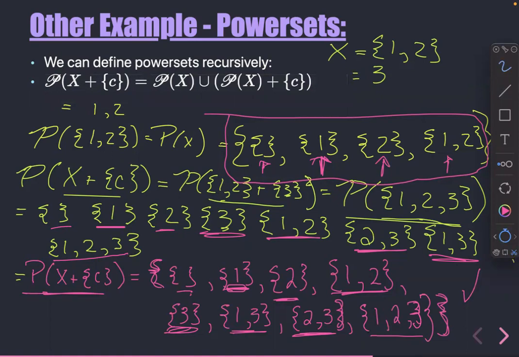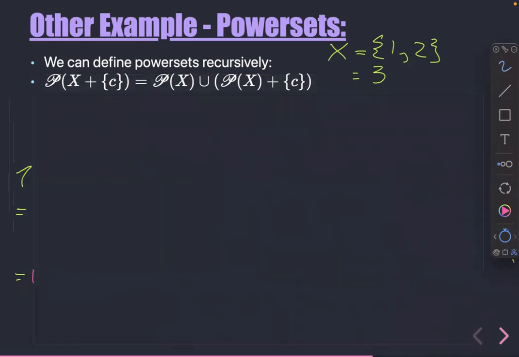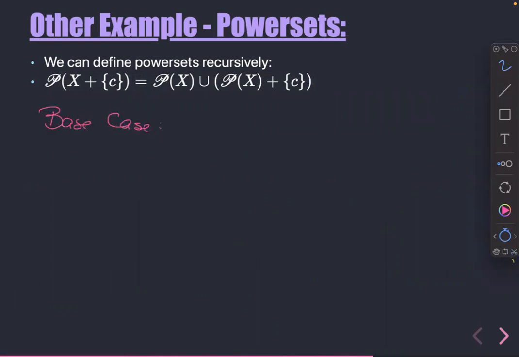And if I wanted to write this as an actual recursive definition, I could do that. I could say my base case would be the power set of the empty set, which would just give you the set containing the empty set, right? Because it's the smallest thing that we could take the power set of.